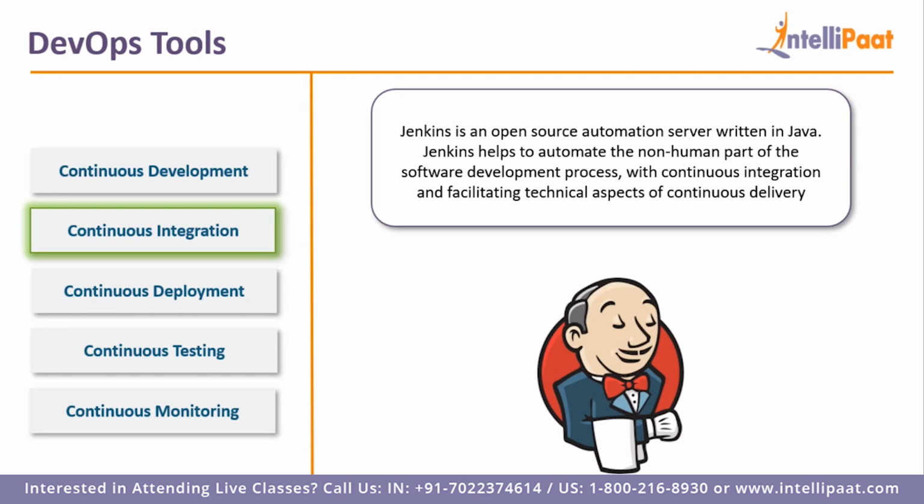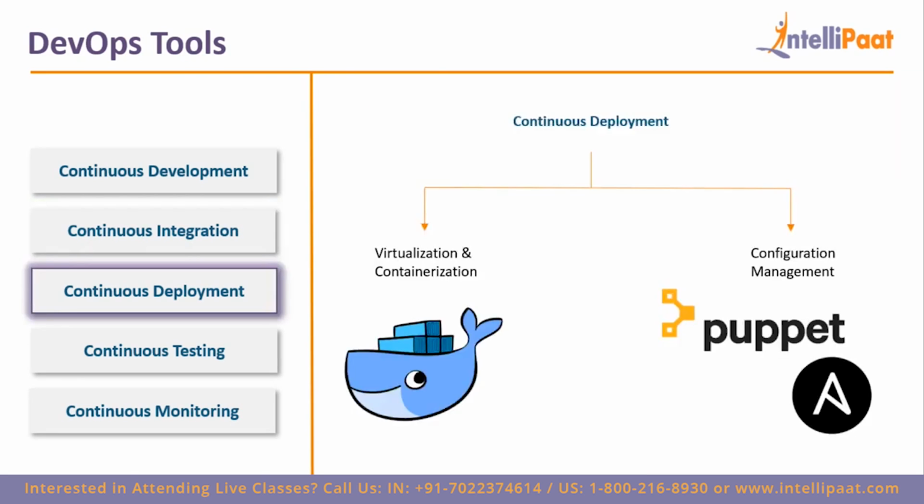That is, for example, if you are building a Java code, it will give the jar file out. So Jenkins does this automatically. It is continuous integration and it does it for you free. And then continuous deployment. For continuous deployment, you can use Docker, Puppet, and Ansible. So for virtualization and containerization, you can use Docker. For configuration management, you can use Puppet and Ansible.